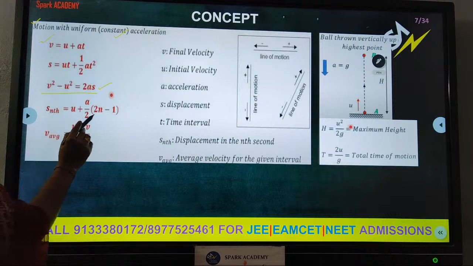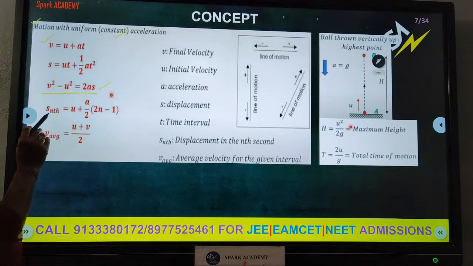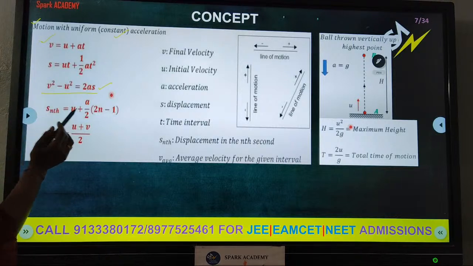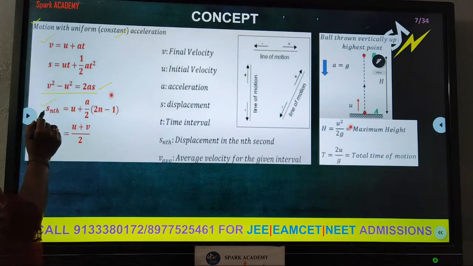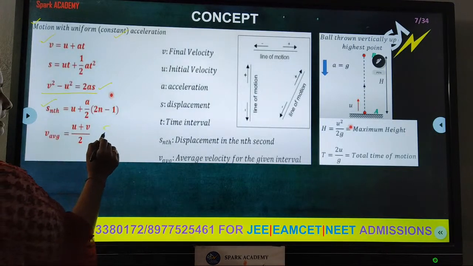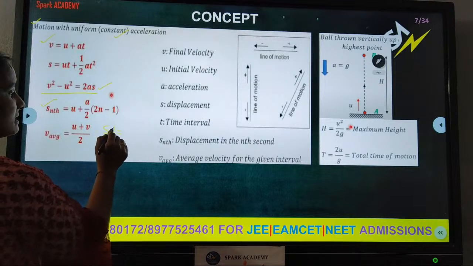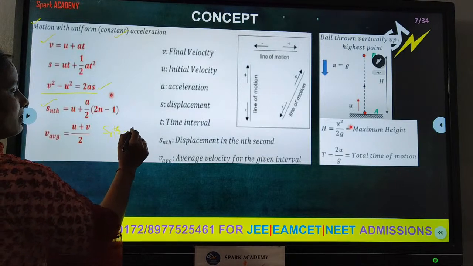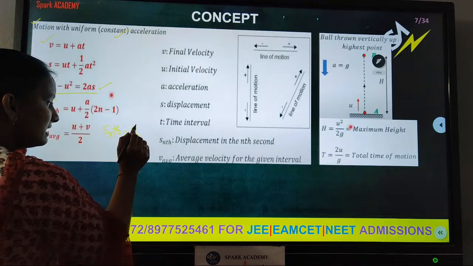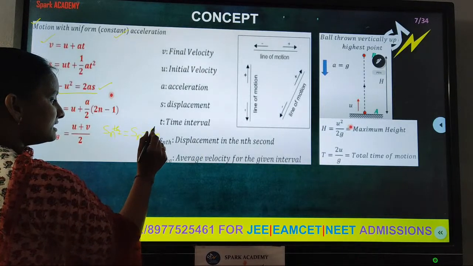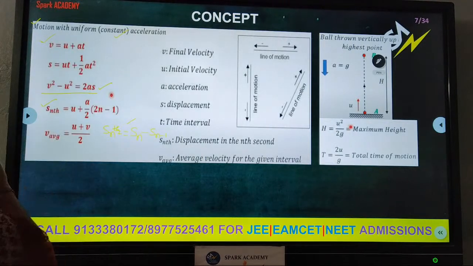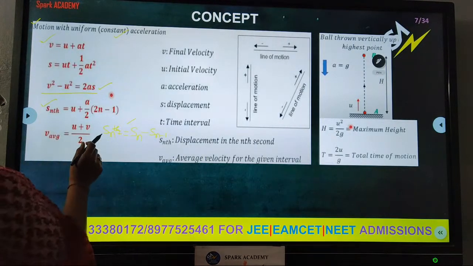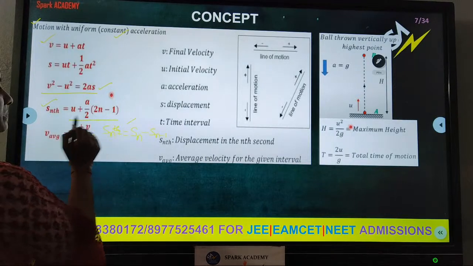And the nth equation, that is the distance at a particular second, say the third second in its journey. To find that displacement, we have the nth equation. S nth can be written as displacement in n seconds minus displacement in n minus 1 seconds. This gives the nth second displacement. The nth displacement can be calculated by using this.